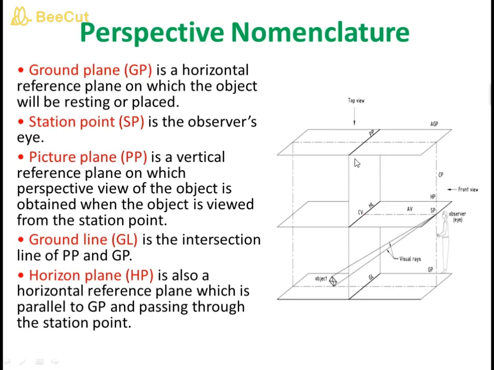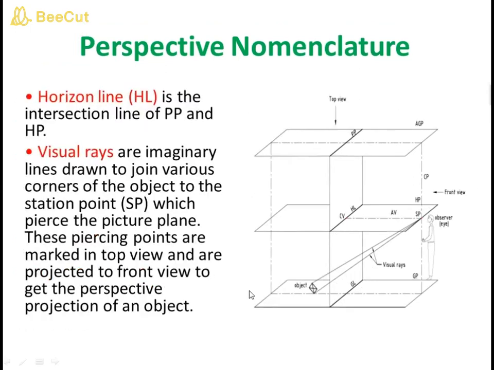Next one is the picture plane. Picture plane is a plane on which you get the image or perspective. This is a vertical plane, something like your VP. You will get the image or perspective on the picture plane. And ground line, you know what a ground line is. That's a front line, the intersection of the picture plane and the ground plane, something like the XY line. It's a horizontal line. And the horizon plane is a plane parallel to the ground plane. And the horizon line is the intersection of the horizon plane with the picture plane. And visual rays: you have to draw the visual rays connecting the object and the station point. And we will solve problems using the visual ray method.